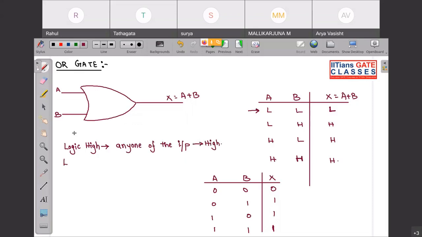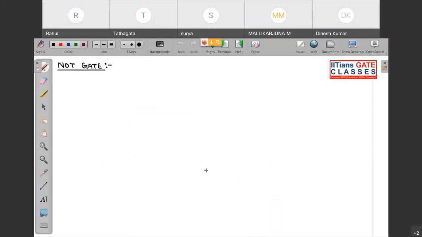And this is the output, and the output will be logic low when all the inputs are low. Okay, when all the inputs are low. Okay, so moving on, we have the NOT gate. Now what do we mean by NOT gate?